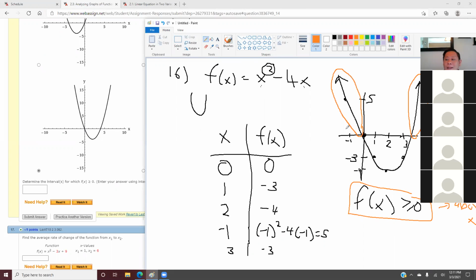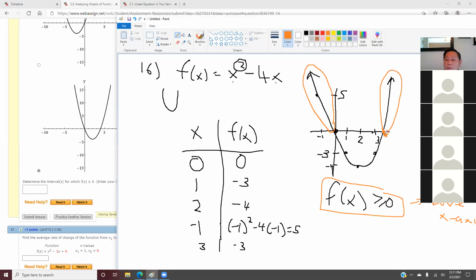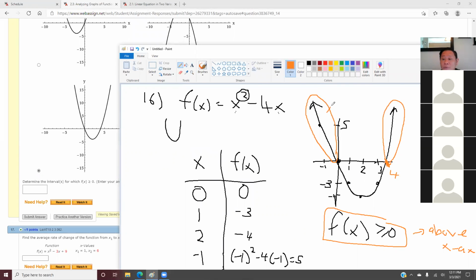So if you look at this line and this line, we know this is 0. Can someone tell me what this number is? It's 4. So can someone tell me the interval notation for this case, for your domain? Negative infinity to 0. Now, because there is an equal sign here, you have to use a bracket.